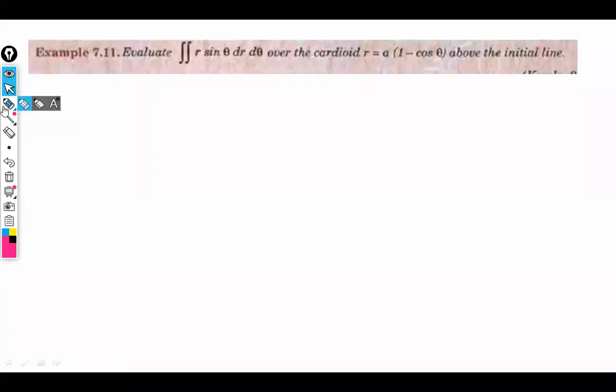So the second example is on the screen now. Evaluate the double integral of r sine theta dr d theta over the cardioid r equal to a into 1 minus cos theta above the initial line. So let me ask one to five: what is the initial line? What is the meaning of initial line?